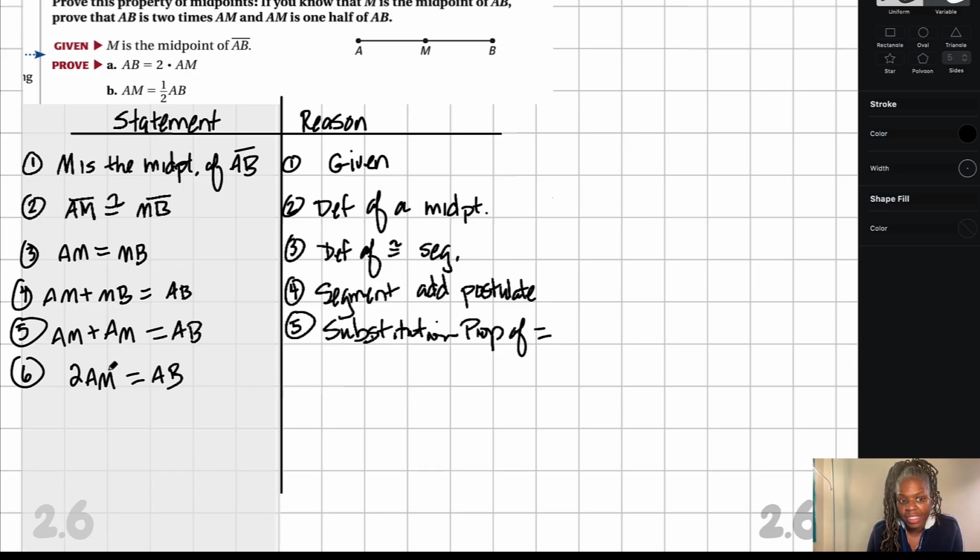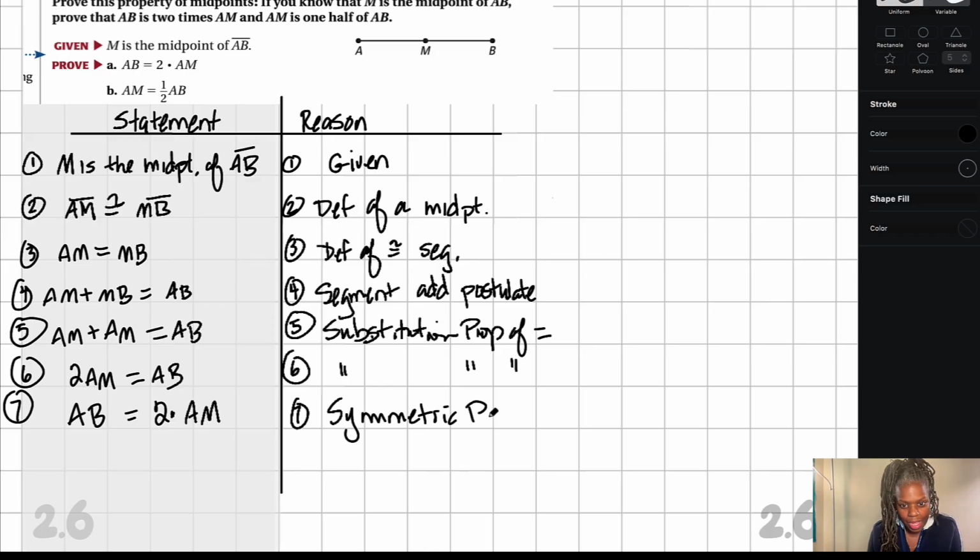I know that AM plus AM is 2 AM, not 2 AM in the morning. Okay, I know that AM plus AM is 2 of those, and so therefore I can write that again as substitution property of equality. And I finished the first part of this, right? I know it's kind of written in the opposite way. I could switch it around if you guys want me to. So AB is equal to 2 times AM. And what gives me the power to switch that around? Symmetric property of equality. I can do that.